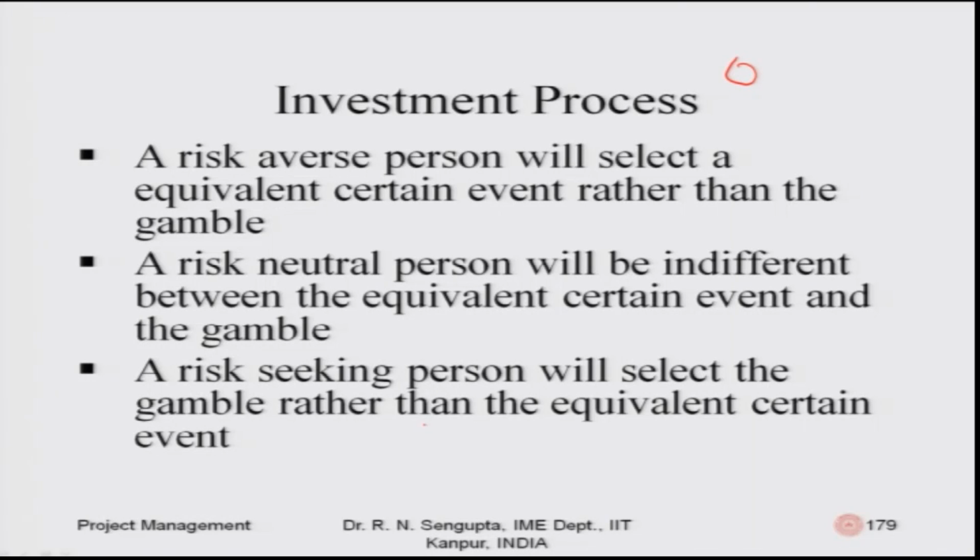So, continuing with the discussions, a risk averse person will select an equivalent certain event rather than the gamble. A risk neutral person will be indifferent between the certainty equivalent and the gamble, and a risk seeking person will select the gamble rather than the certainty equivalent.